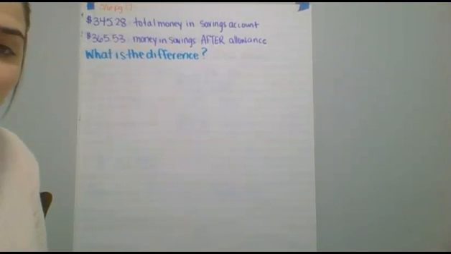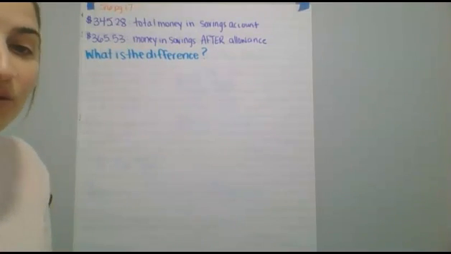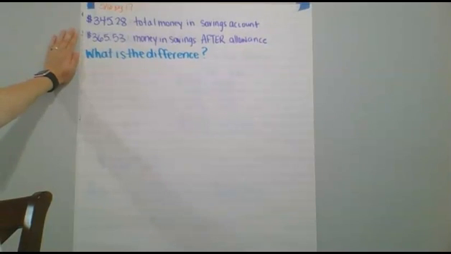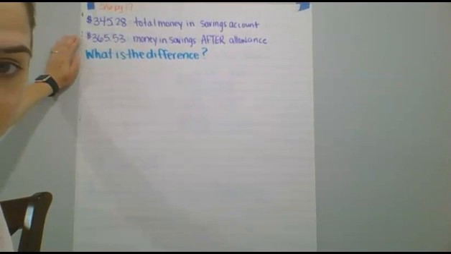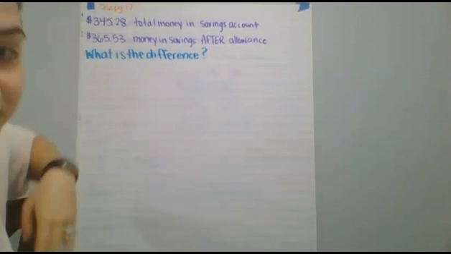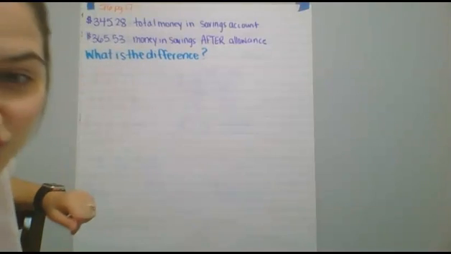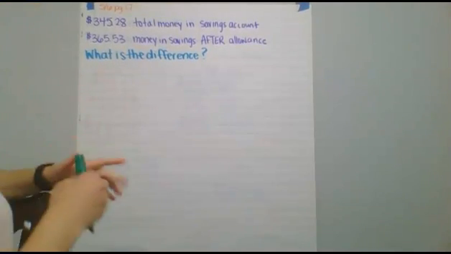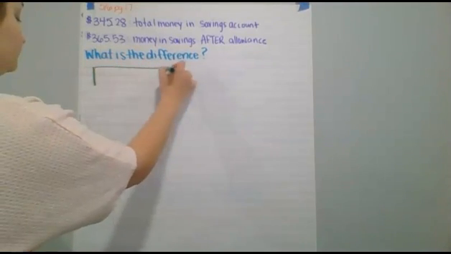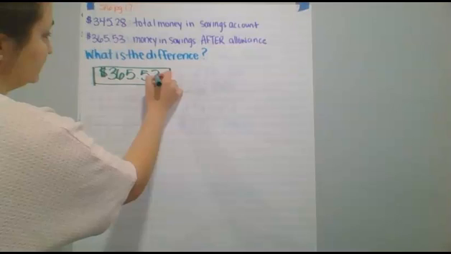Hi, ladies. All right. So you should have already solved this problem. We're talking about Jenny, and she has some money in her savings account. So she has $345.28 total money in her savings account. Then her dad's going to give her some allowance, and then she's going to have a total amount of $365.53 after her allowance. We're wanting to know what is the difference between the amount she has now and the amount she had before. All right, so we know in our savings account right now, we have a total of $365.53.